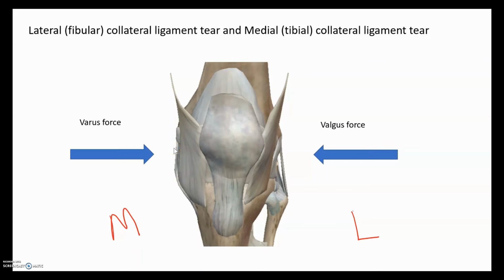And then the opposite of that would be a varus force. A varus force would work to push the knee outwards or laterally. And if we can imagine a varus force pushing the knee outward, we can imagine the lateral collateral ligament right here being stretched and at risk of being torn. So this is how a valgus force could potentially tear the medial collateral ligament, or a varus force could potentially tear the lateral collateral ligament right here.